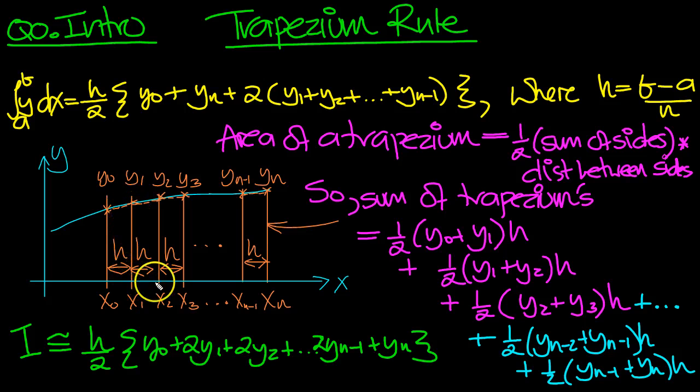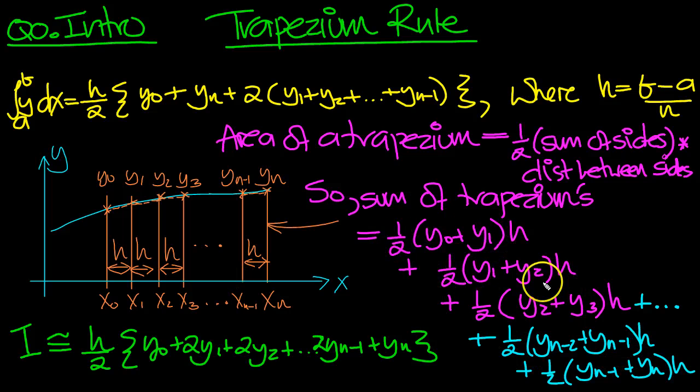Then moving on to the second rectangle, again it's a half of y1 plus y2 times the distance between them h, and then it's a half of y2 plus y3 multiplied by h, and you carry on like so in the same manner until you get the second from last one, which is a half of yn minus 2 plus yn minus 1 times h, and then the very last trapezium is this one here. It's a half of this and this added together multiplied by the distance between them, and then it's just a matter of adding them all up.